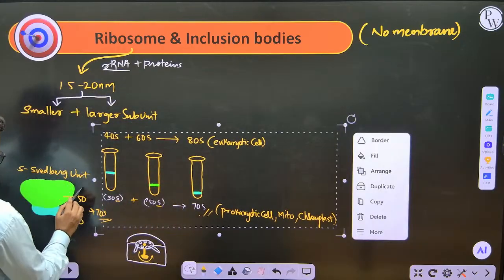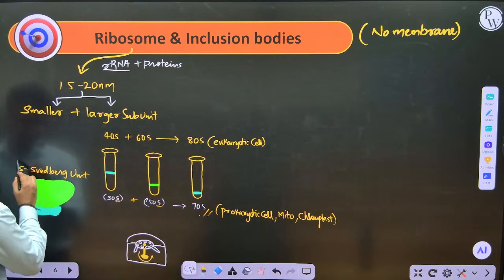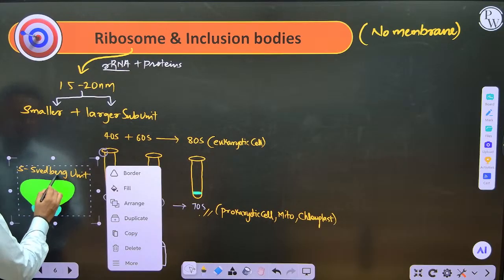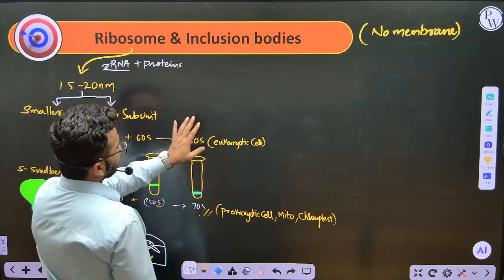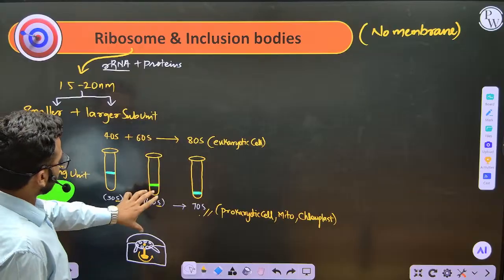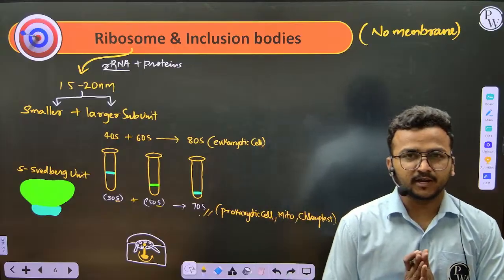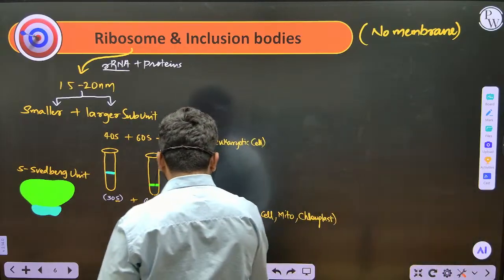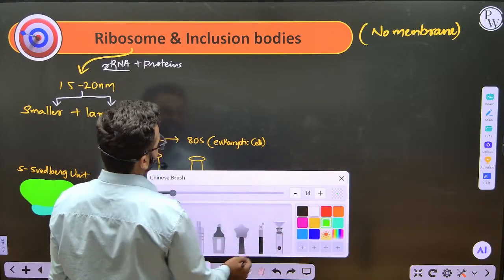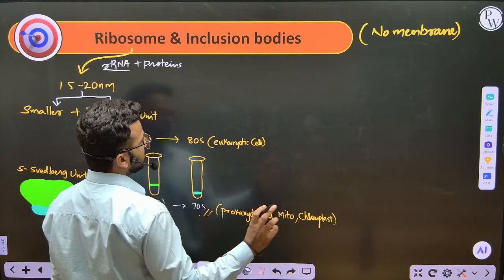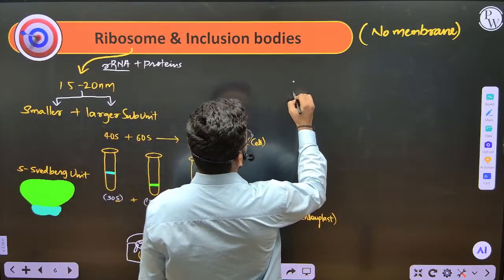So let me erase this one. Okay, we'll see that. In ribosomes, it is about the gradient variation. And there is one structure which will be forming only in prokaryotic cell. So you need to remember that also. That is one more important topic. That is polysome.